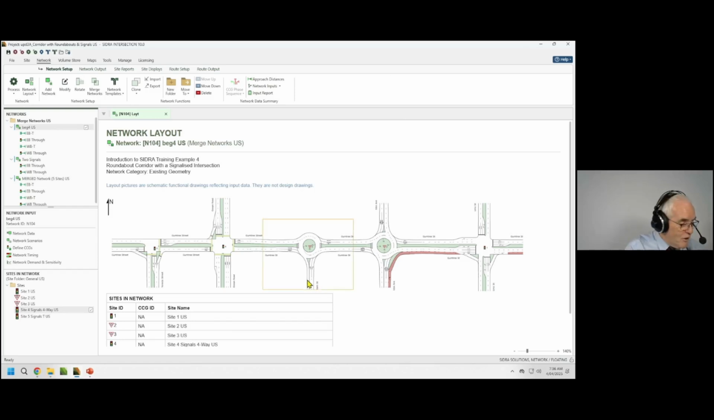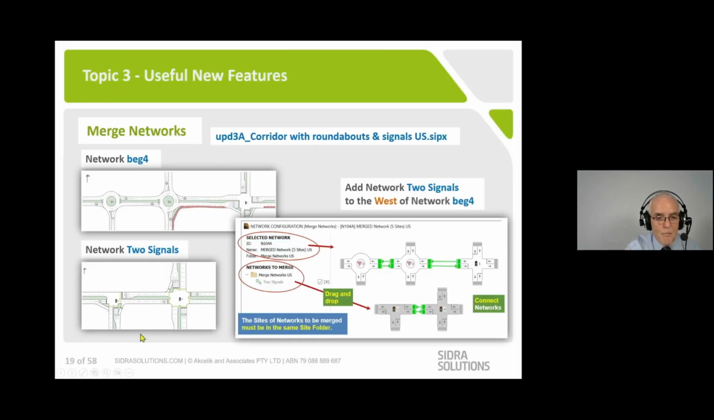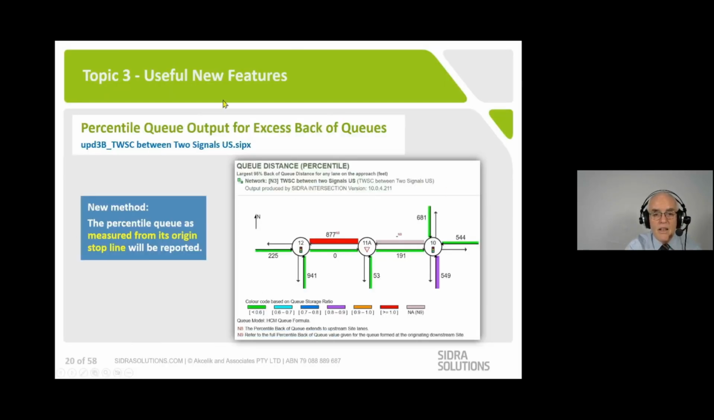And we'll now have a look at some more new things in the program. So I'll go back to our PowerPoint again. And the next thing is the percentile Q output for excess back of queue. This is a fairly big change in terms of the way we report queues within a network. And there has been a lot of user feedback over the years, particularly people asking about reporting of percentile queues in networks. We've made this important change we'd like you to be aware of.